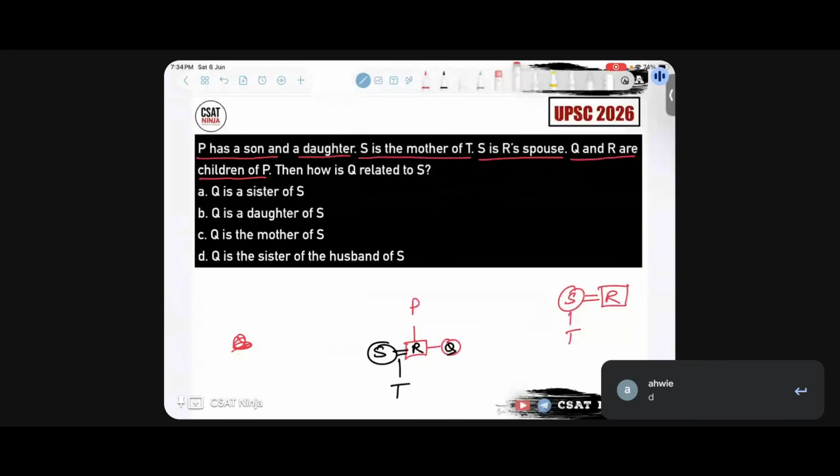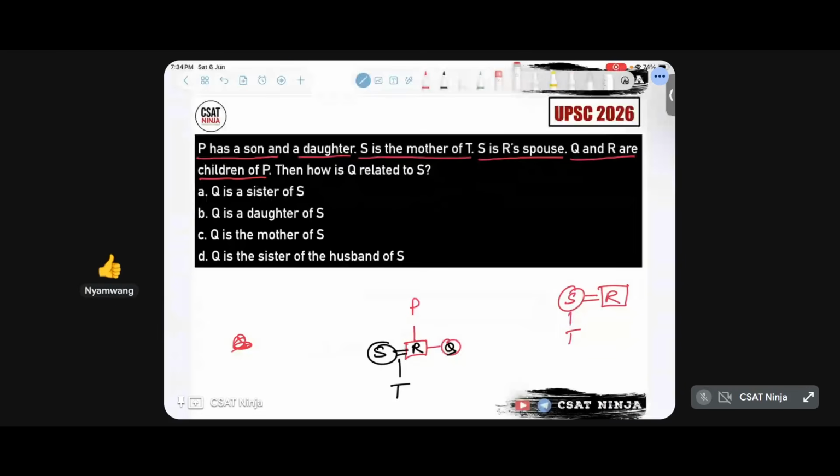Option D. Everyone getting option D. Q is the sister of the husband of S. That means S's husband is this one and the husband's sister is Q. So your answer is correct, which is option number D. I hope we are clear with this one. Any confusion here? Clear?